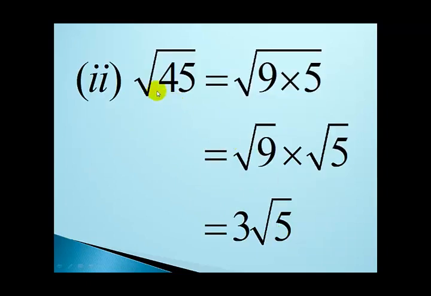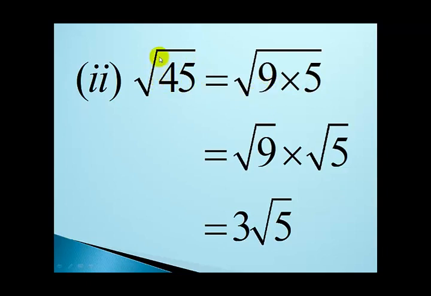Now considering the example in II, we are asked to simplify the square root of 45. And so we try to search for 2 numbers, that is factors of 45, in such a way that when we multiply the 2 numbers, we are getting 45. And one must be a perfect square. So 45 can be expressed as 9 times 5. And you can see that 9 is a perfect square.